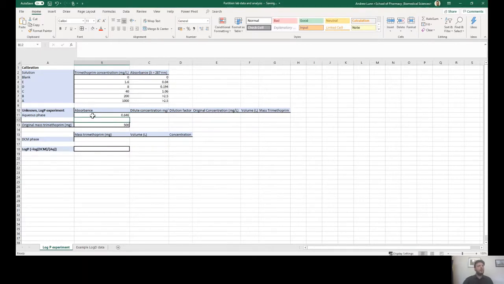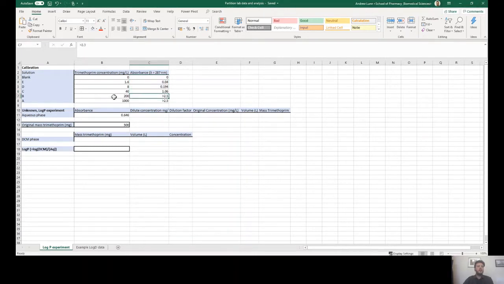There it is. So the first question you've got to do in the lab script is, using the calibration produced, what was the concentration of the trimethoprim in the aqueous layer? And it says, remember that we diluted the sample, so take that into account. So what we've got here is the data from the calibration, and we now need to work out what is the equation for determining the concentration of an unknown solution based on its absorbance at 287 nanometers. And so to do that, we'll just need to make the calibration line.